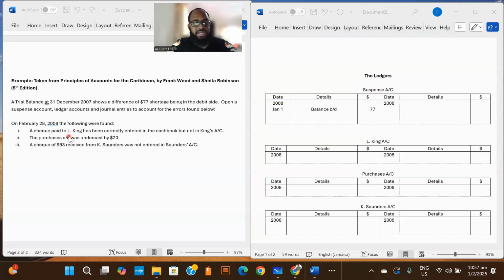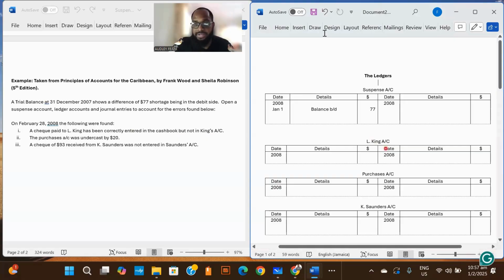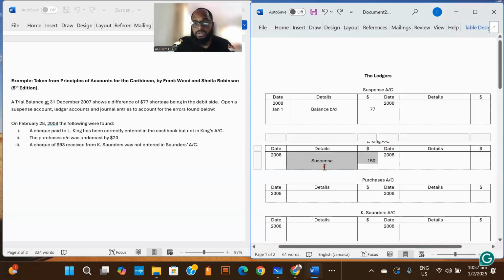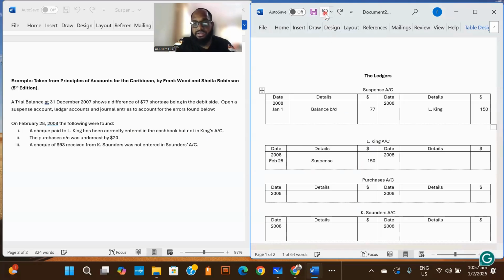The first error is a check paid to L King has been correctly entered into the cash book, but not into King's account. So how do we correct that? So we paid to L King, we entered it in the cash book, but not in L King's account. So now we have to enter that into L King's account. So that would be on the debit side of L King, a liability, and we're decreasing the liability. So we're going to debit L King's account, and then we're going to credit the suspense account, because every debit entry has a corresponding credit entry. Let's move forward to the second one.